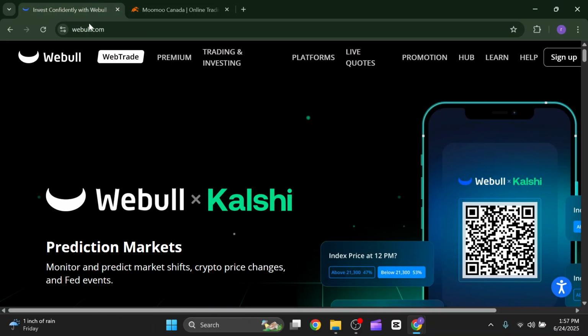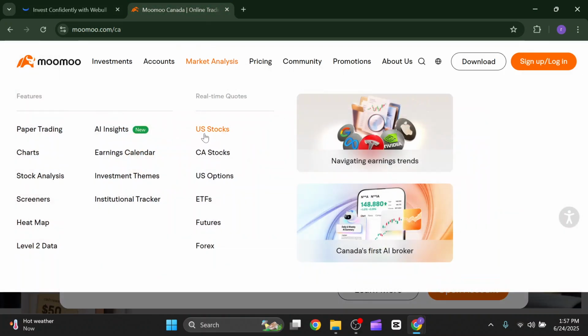And if I talk about registered accounts, Webull Canada has TFSA or RRSP, but Moomoo Canada has the TFSA, RRSP, or spousal RRSP as the registered accounts.